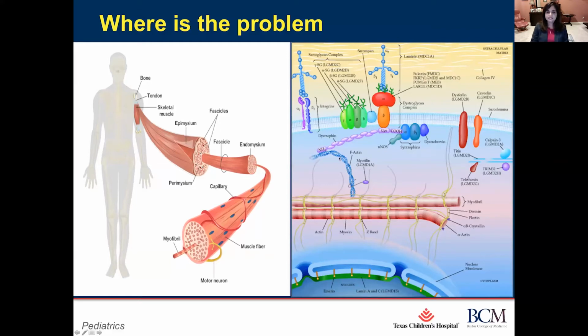And then you can see multiple different proteins here. These are linked to each other. These are the structural proteins that make a cytoskeleton, which connects the inside of the muscle fiber to the exterior, which is the extracellular matrix. And what it does is, during muscle contraction, it protects the cell membrane from getting injured. And dystrophin is one of the structural proteins.